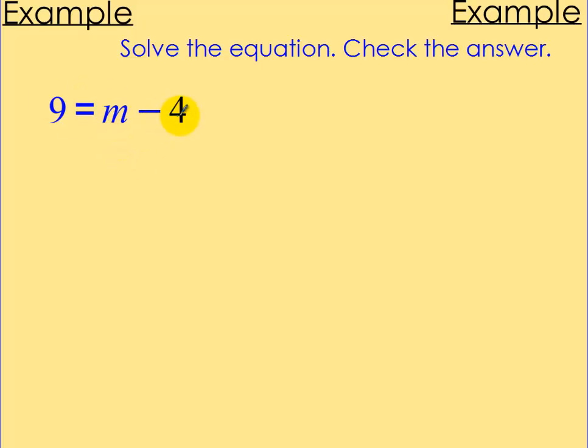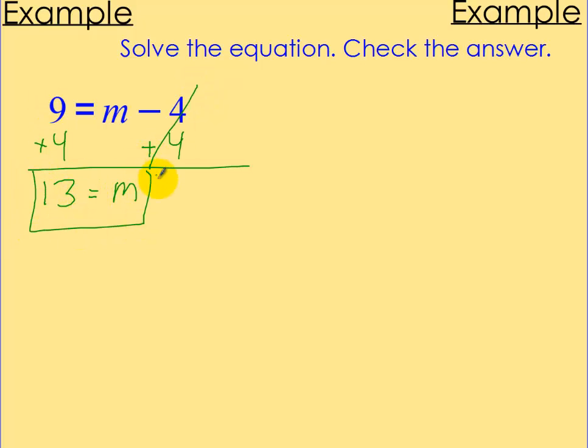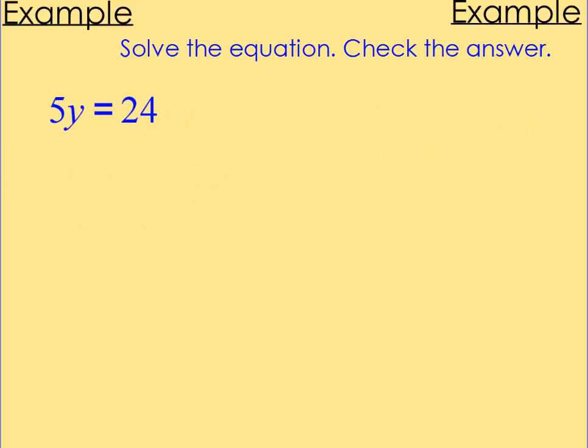Alright, let's solve this. So m minus 4, when it's subtracting here, I want to add 4 to both sides. Do that opposite. So these 4's cancel. I'm left with m equals 9 plus 4 is 13. So m equals 13. Let's check that answer as well. So it'll be 9 equals, instead of m, I'm going to plug in 13. And then it's going to be minus 4. Well, 13 minus 4 is going to be 9. And we have a 9 on the left, so 9 equals 9. That checks out. Let's try another one. Pause the video.